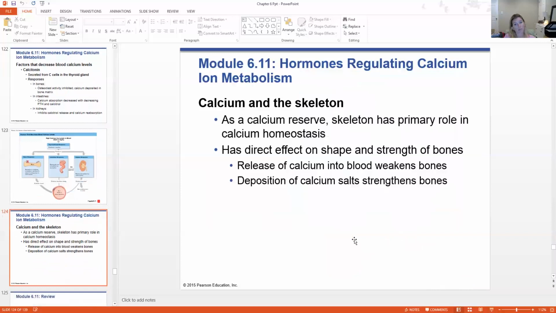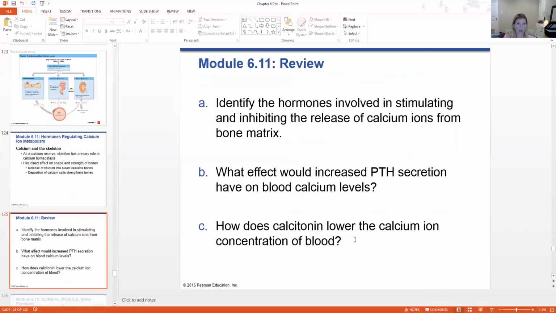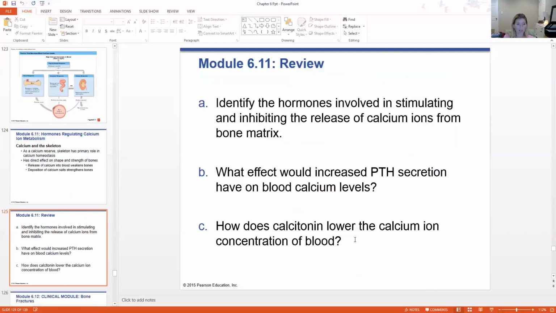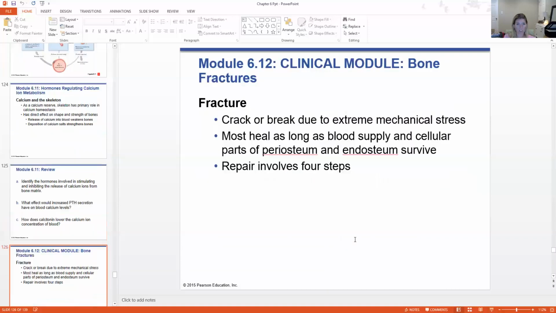So as our skeleton acts as this calcium reserve, it's the major factor in calcium homeostasis. It has a direct effect on the shape and the strength of the bones. Release of calcium in the blood will weaken the bones, and too much calcium will strengthen our bones. So our bones kind of act as this buffer regulating calcium balance in our body. You can pause the video here and go back and answer these 3 questions.